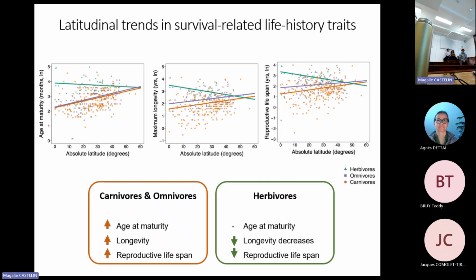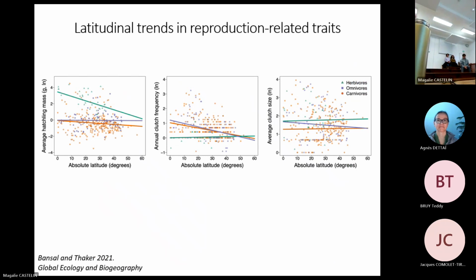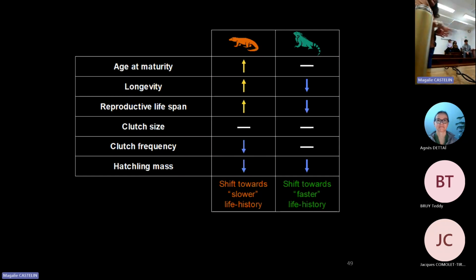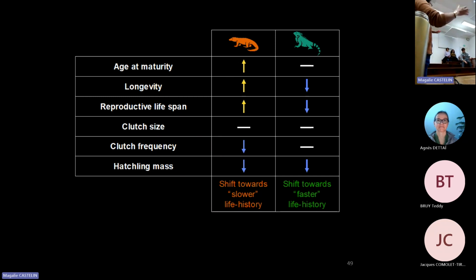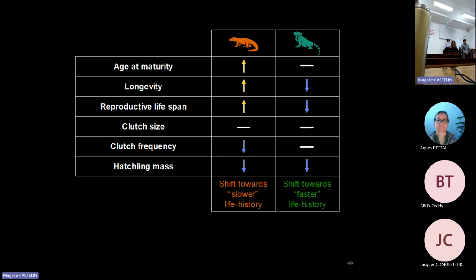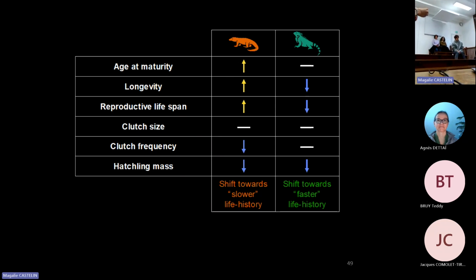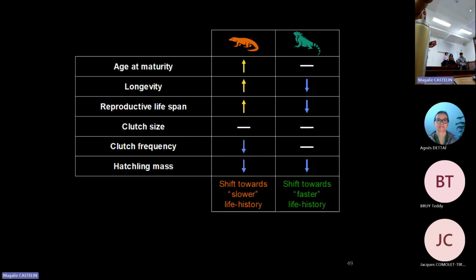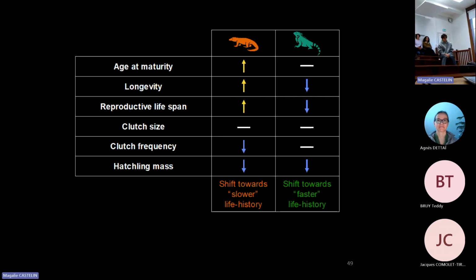So actually, not all lizards are the same. Right? It actually does matter which lizard, what you're eating to fuel your body. We have similar slope changes when we think about reproduction-related traits. And I'll just summarize here in a table so that we can see it all together. Our carnivores, and this is gradients, not absolute, right? So as it gets colder, their age at maturity, longevity, reproductive lifespan increases, but the number of clutches they produce and their hatchling mass are smaller. Herbivores suffer in a lot of ways. Their longevity decreases as it gets colder, reproductive lifespan decreases, and hatchling mass decreases.